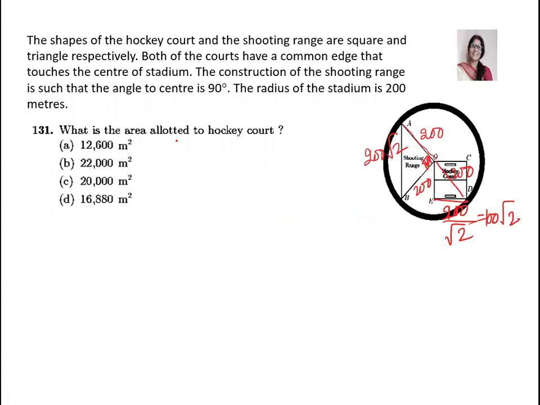Next question. What is the area allotted to the hockey court? Hockey court is the square. I'm just magnifying it. O, C, D, E. This is a square. Here, if we look, OD is the diagonal of the square, and OD is the radius of the circle, so it is 200.